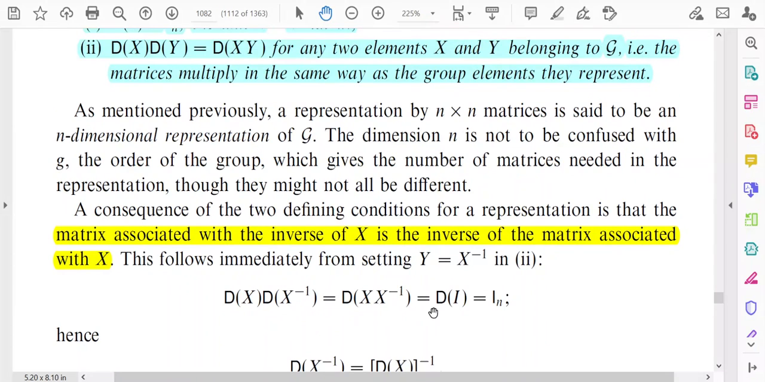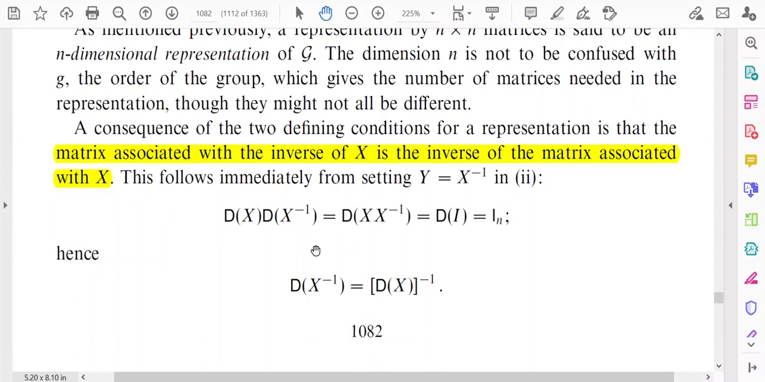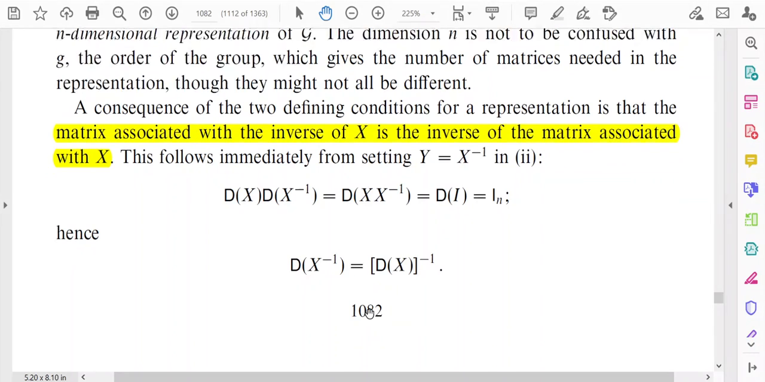That means the right side is D of I, but D of I is equal to In. So if D of I is equal to In, that is the unit matrix, then Dx into D of x inverse is In, or D of x inverse is equal to Dx inverse. So this is the mathematical statement of the sentence that the matrix associated with the inverse of x is the inverse of the matrix associated with x.